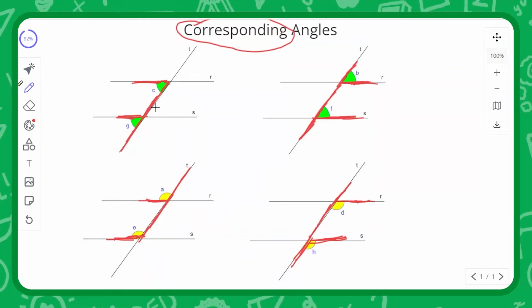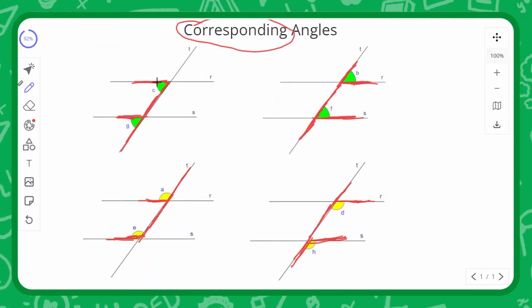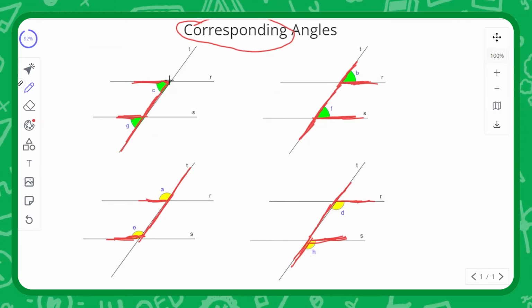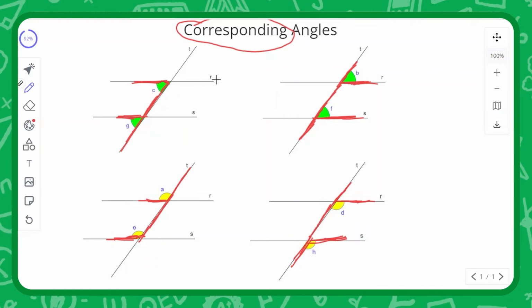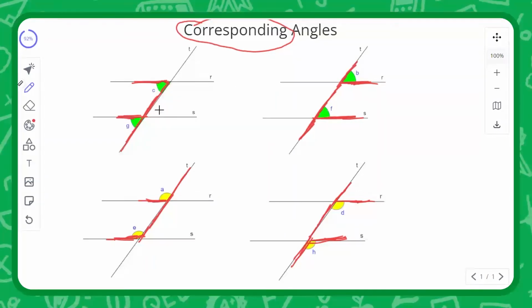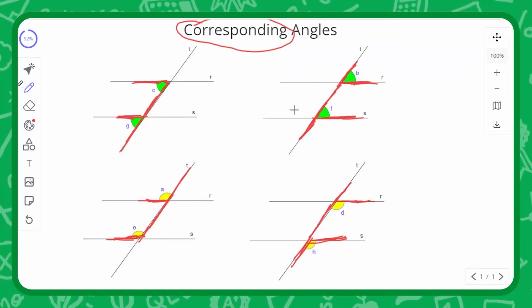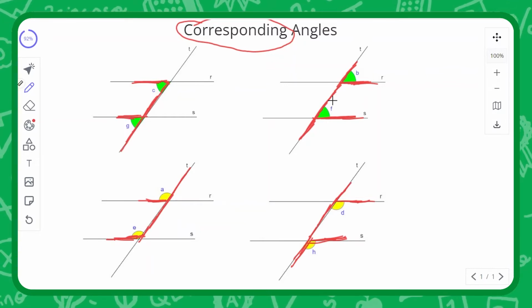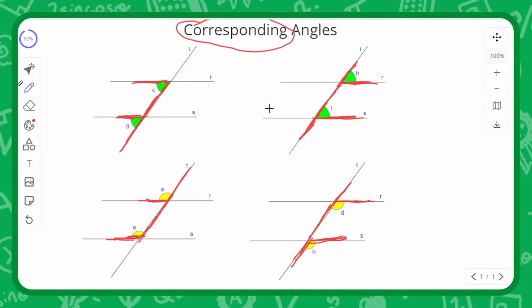With alternate angles, if your one angle is on the bottom, the other is on the top. If one is on the left of the diagonal, the other is on the right. With corresponding angles, they are both on the same side of the parallels and both on the same side of the diagonals. So that's another way that you might choose to remember them.